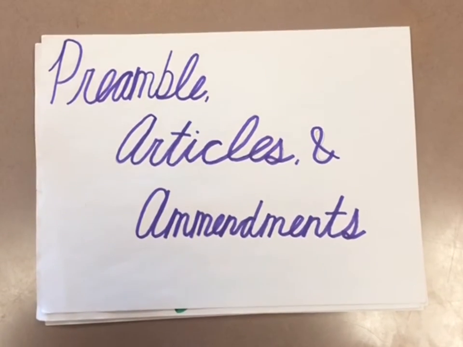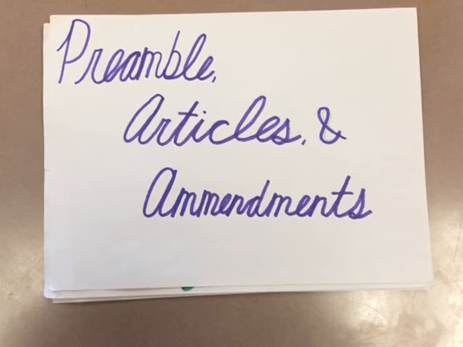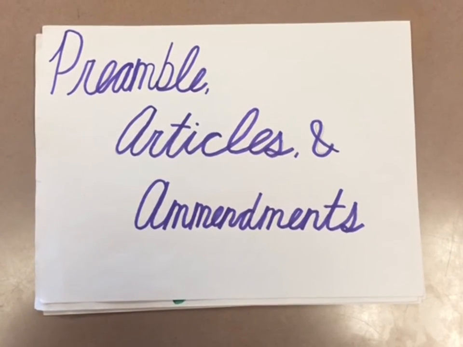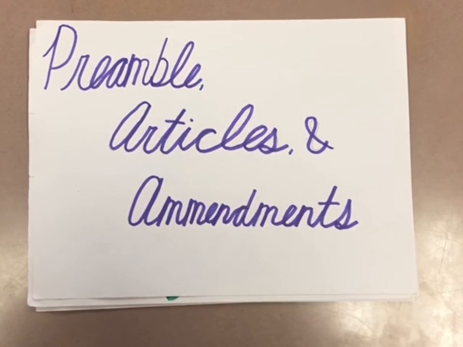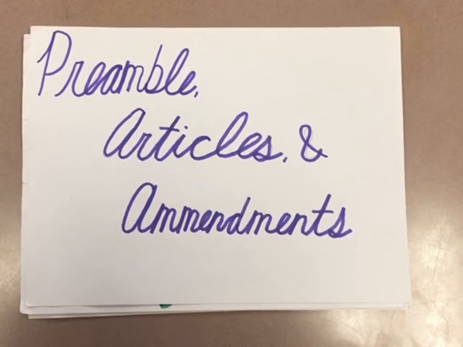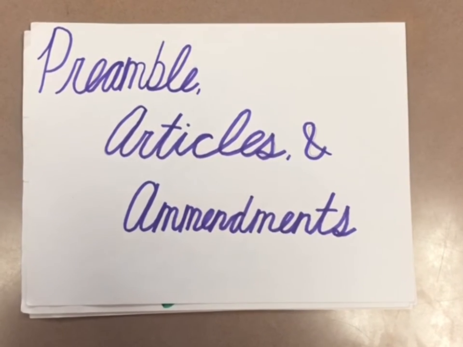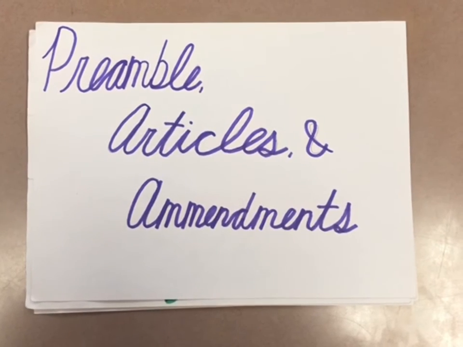Preamble, Articles, and Amendments. The preamble is the introductory paragraph to the Constitution, and it states how and why the framers of the Constitution chose to make the country a republic, and why they are throwing out the Articles of Confederation. Forming a more perfect union, establish justice, ensure domestic tranquility, provide for the common defense, promote the general welfare, and secure the blessings of liberty to ourselves and our posterity.